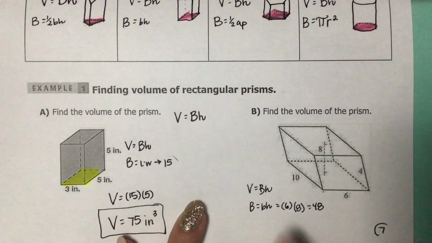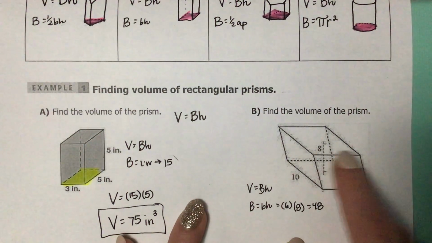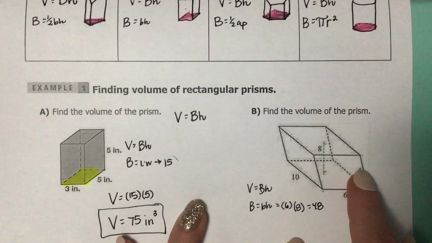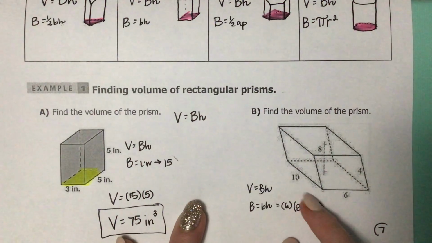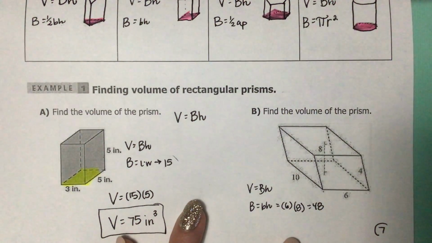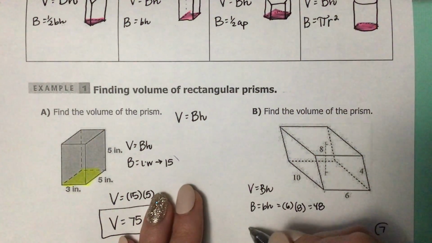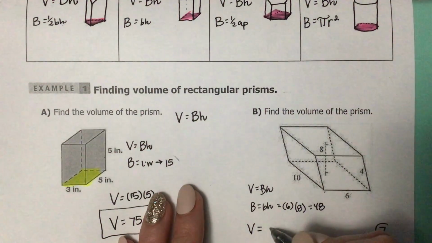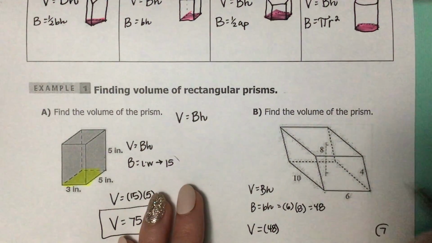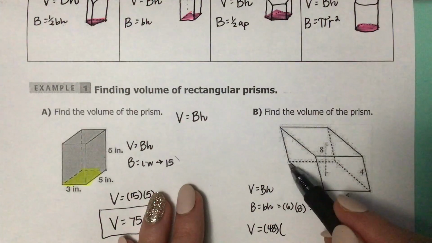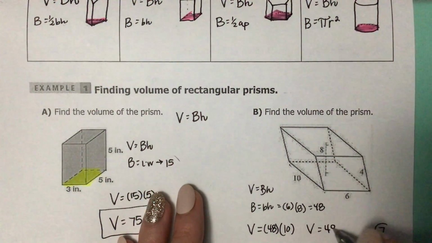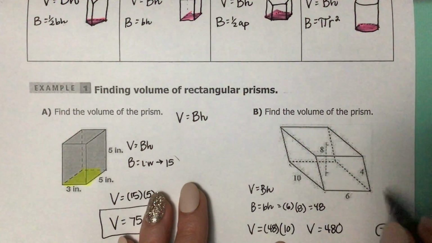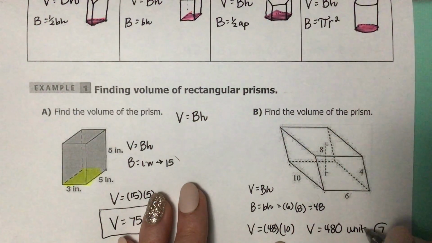Now, this area is only for this front face. I need to take this front face and multiply it by how long the prism is. Well, the prism is 10 long. So now I'm just going to put that into my whole formula. Volume is equal to big B, which is 48. We calculated that, multiplied by the whole height, which is going to be 10. And so volume is equal to 480 square units, or I mean cubic units.